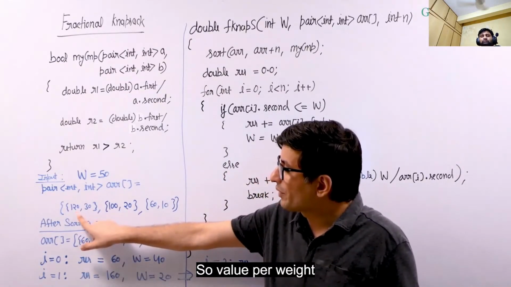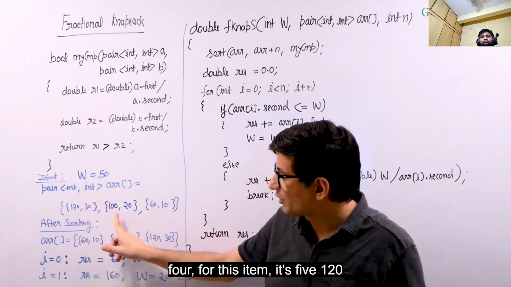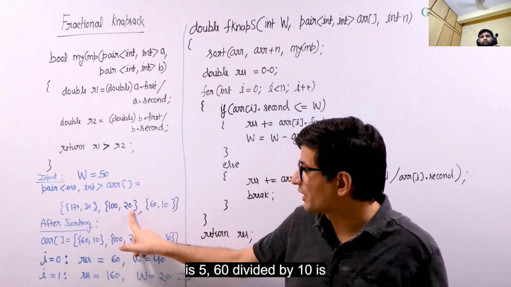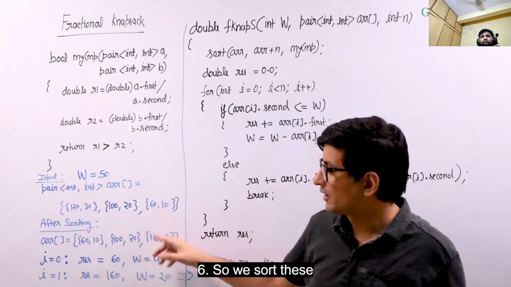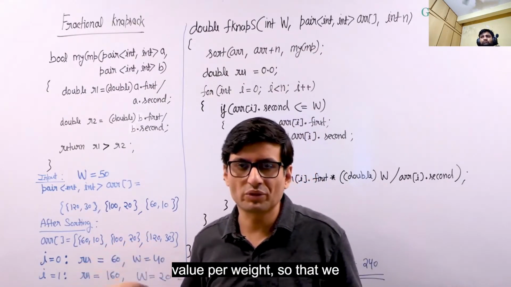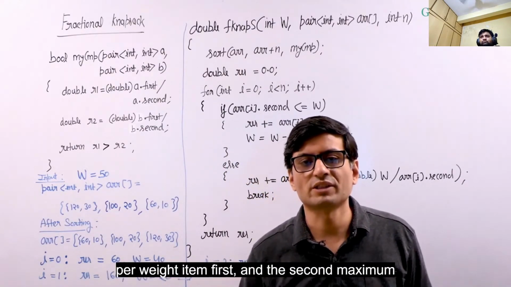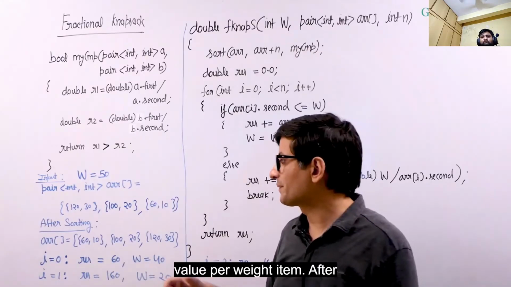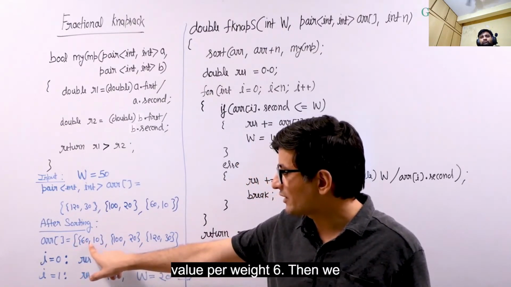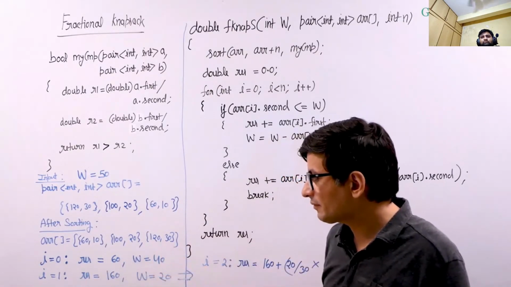So value per weight for this item is 4. For this item it's 5. 120 divided by 30 is 4. 100 divided by 20 is 5. 60 divided by 10 is 6. So we sort these items in decreasing order of value per weight, so that we can pick the maximum value per weight item first, then the second maximum value per weight item. After sorting, we get 60, 10. This is the maximum value per weight, 6. Then we get 100, 20, then we get 120, 30.